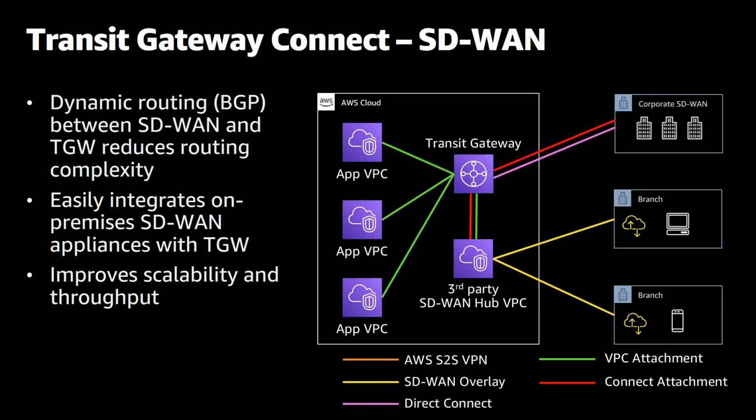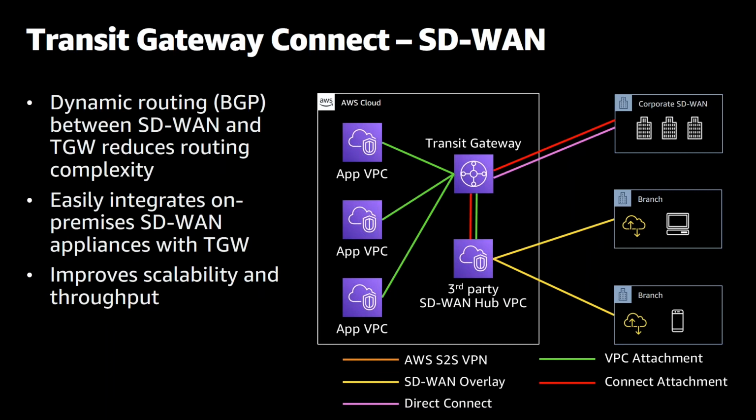Transit gateway connect, SD-WAN. So this is something new as well. If you have an SD-WAN overlay network, you could take advantage of this new functionality, right? Where you have an SD-WAN hub VPC, and in that hub VPC is where you will basically terminate your SD-WAN connectivity. You have your overlay there. You have branch 1, 2, 3, 4, 5, as many branches as you have there.